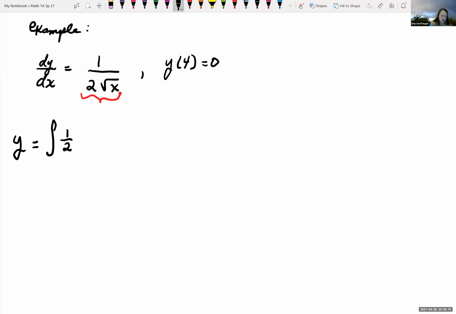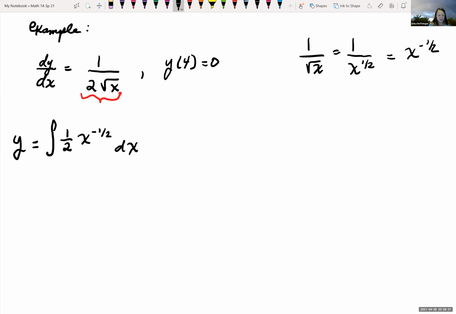We have this 1/2 coefficient, and we know that 1 over the square root of x is the same thing as 1 over x to the 1/2 power. Bring it up into the numerator, so this would be x to the negative 1/2 power. So x to the negative 1/2 power dx.